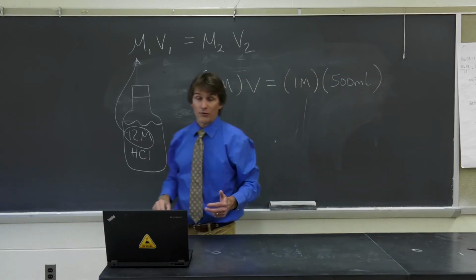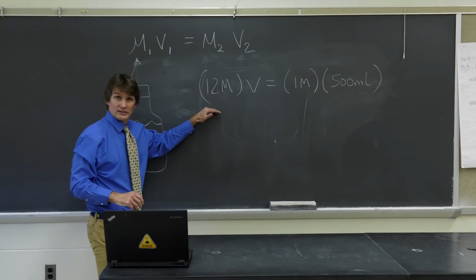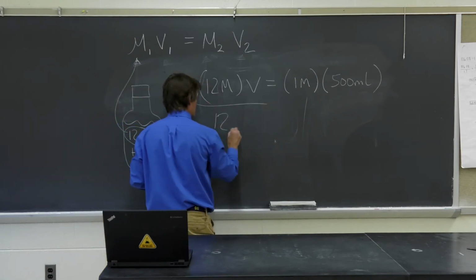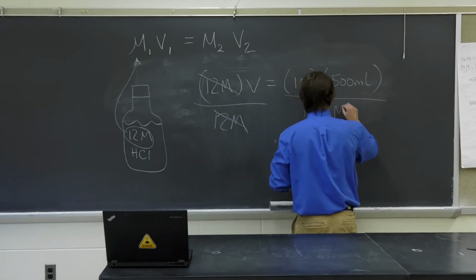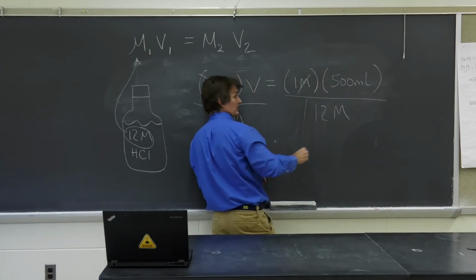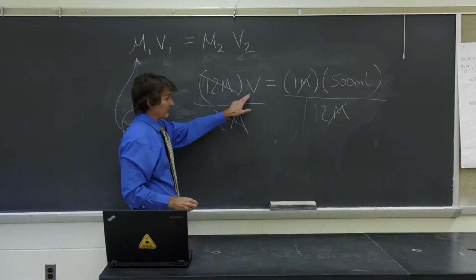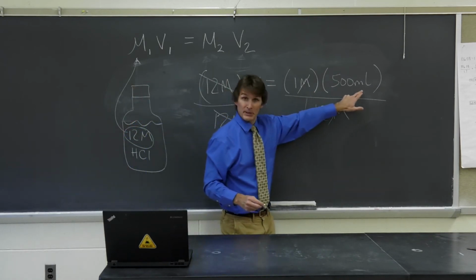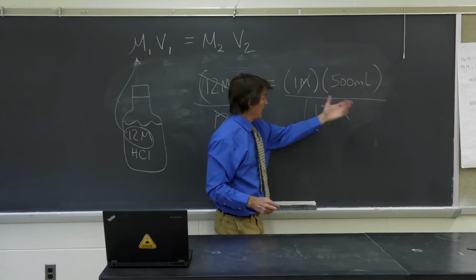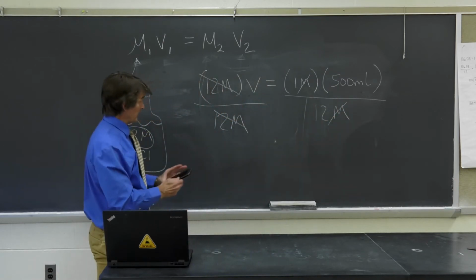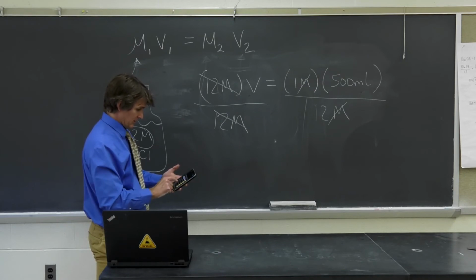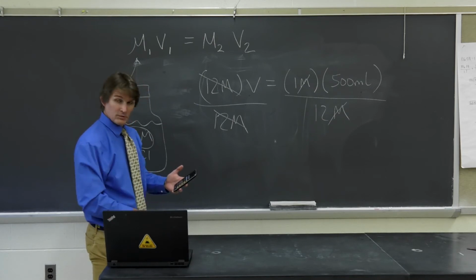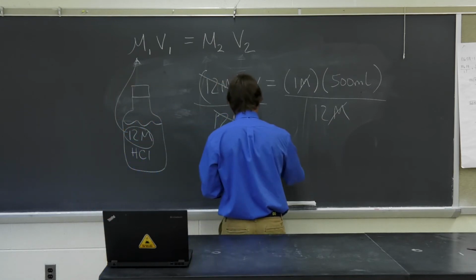This is pretty easy to solve for. I hope you see that we're just going to divide both sides of this by 12 molar. This cancels this. The molar unit cancels the molar unit. And my volume is going to be in units of milliliters because that unit survives. And now I just have to do the math. So it's basically 500 divided by 12. That's going to be the volume that I need to take. 41.7 milliliters.